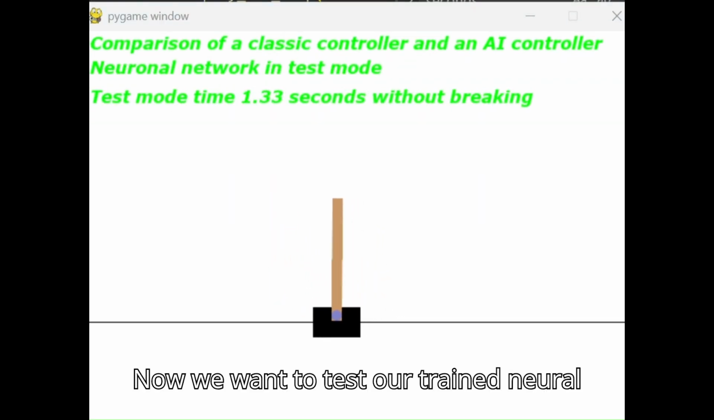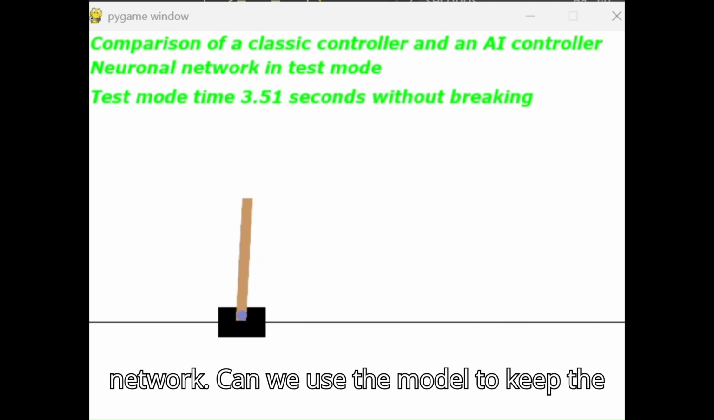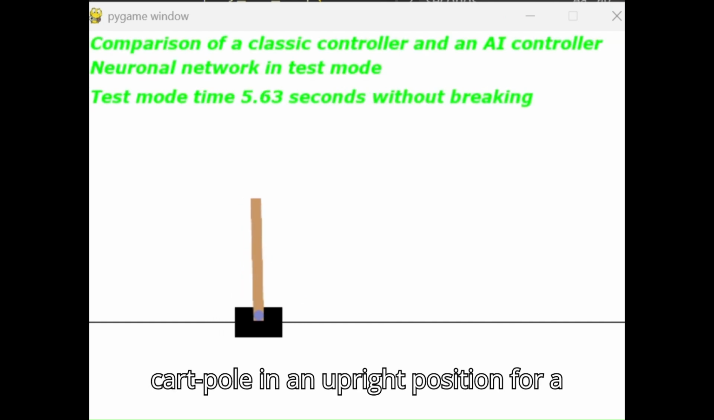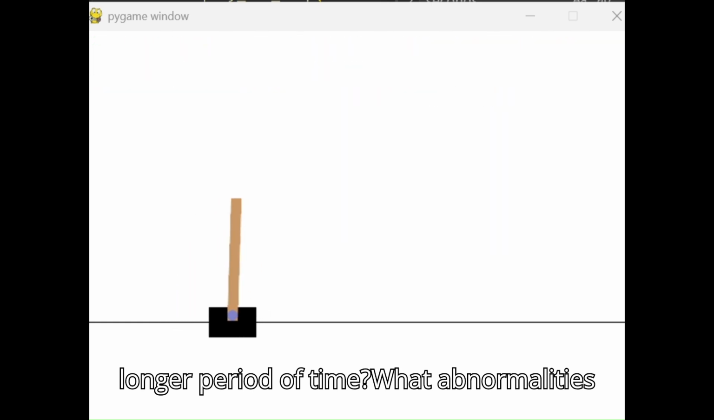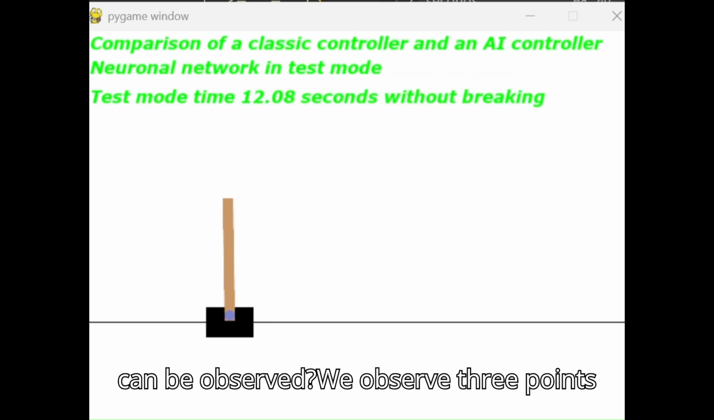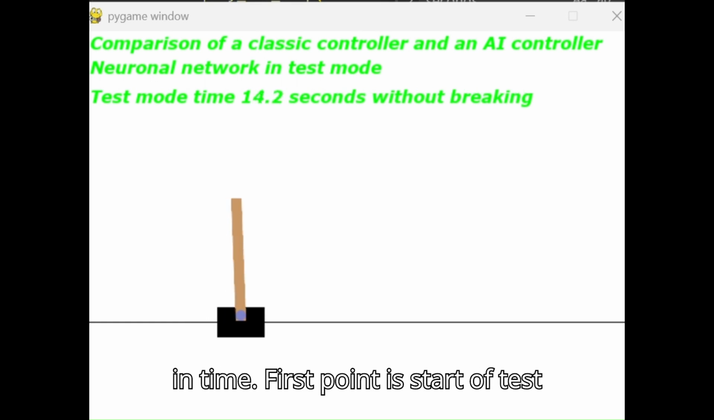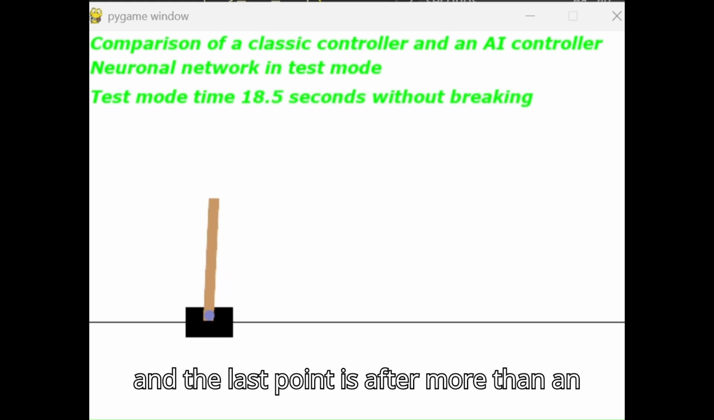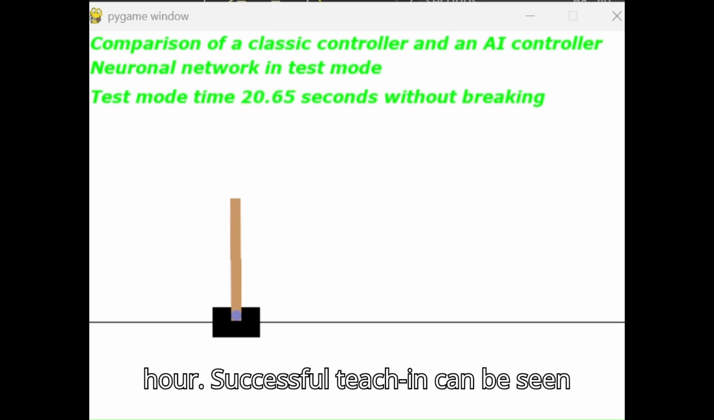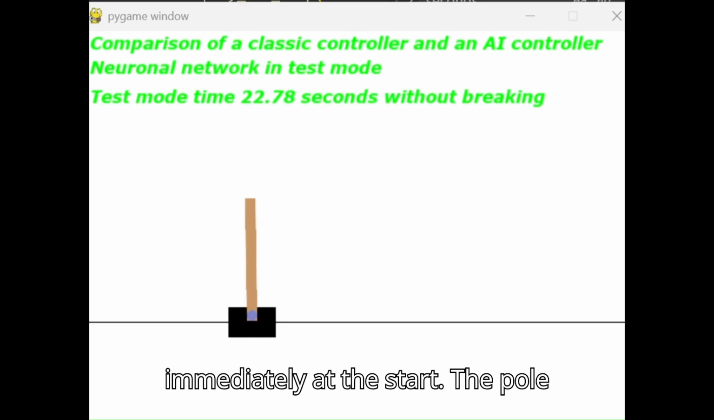Now we want to test our trained neural network. Can we use the model to keep the cart pole in an upright position for a longer period of time? What abnormalities can be observed? We observe 3 points in time. First point is start of test mode, second point is after 15 minutes, and the last point is after more than an hour. Successful teach-in can be seen immediately at the start.